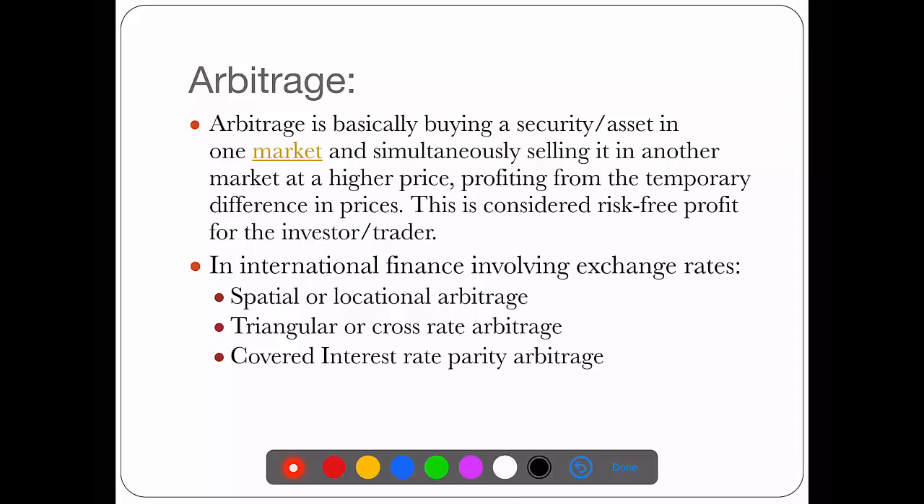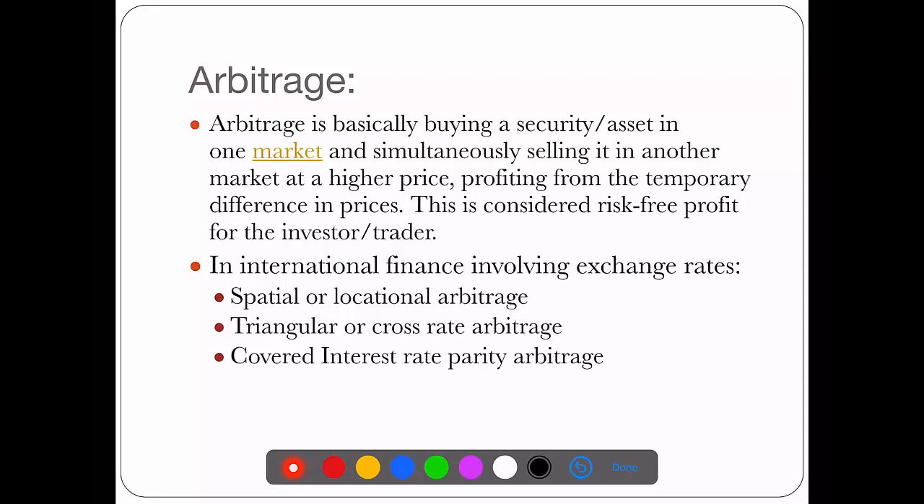Now let's move on to arbitrage. What is arbitrage? Arbitrage is simply a way of making a risk-free profit by the investor or the trader. When there is a mispricing of an asset in different markets, one can simultaneously buy a security or an asset at a smaller price and sell it in another market at a higher price. This is how the profit is generated, due to the temporary differences in the prices.